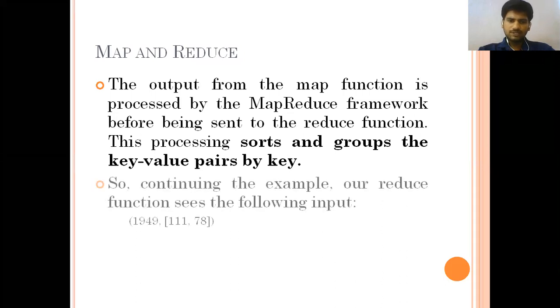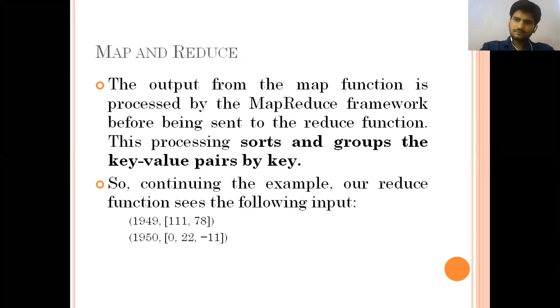How will it be? See this. Have you understood from this? We have 2 years, 1949 and 1950. In 1950, we have 3 different data values available, which we mention in square brackets here. And in 1949, we have 2 different temperatures that we mention here.